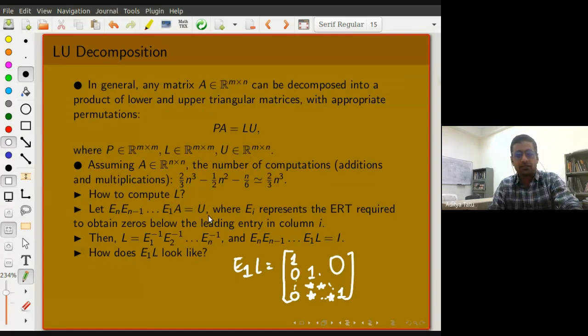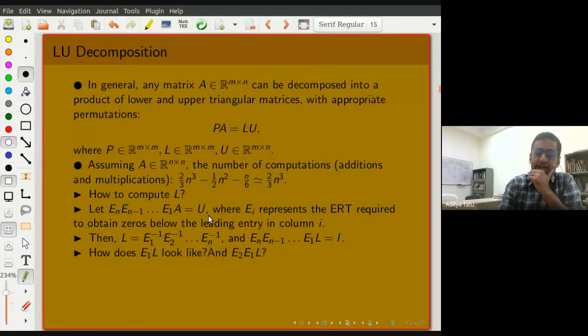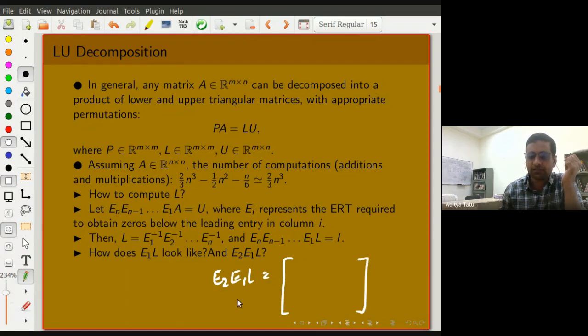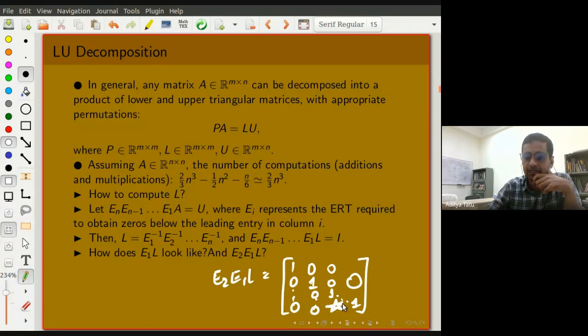No. Okay, great. Similarly, of course, how does E2 E1 L look like? If you know what E1 L is, then you also should be able to give me this. It will be 0, 1 followed by all zeros. This will all be 0, and all of this we don't care. Right?